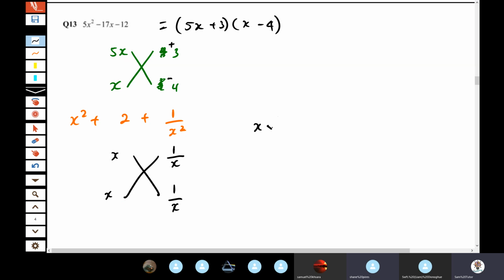Sorry, x over x, which is not x. It's 1. So this way just gives you 1. This way is also going to get you 1. 1 plus 1 is 2. The answer is x plus 1 on x, x plus 1 on x.